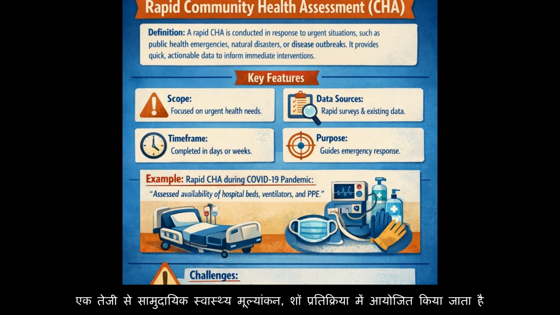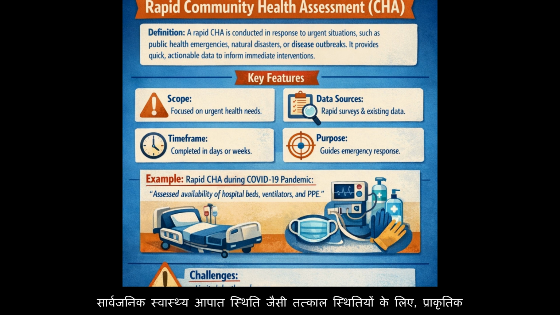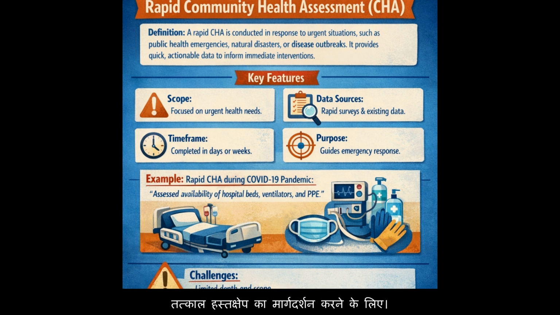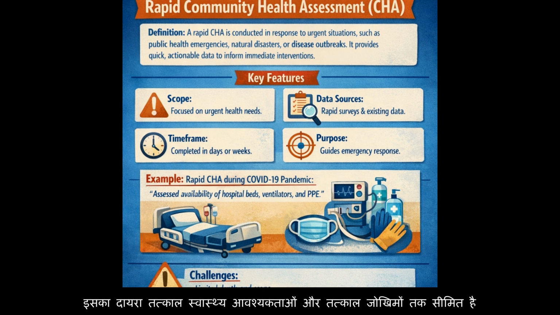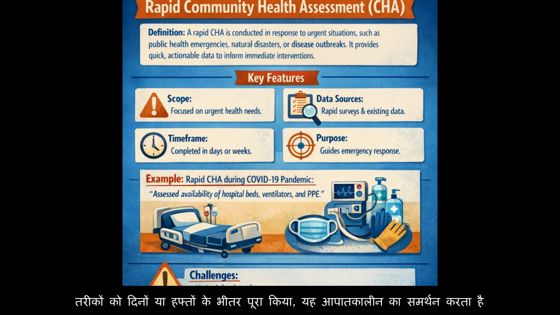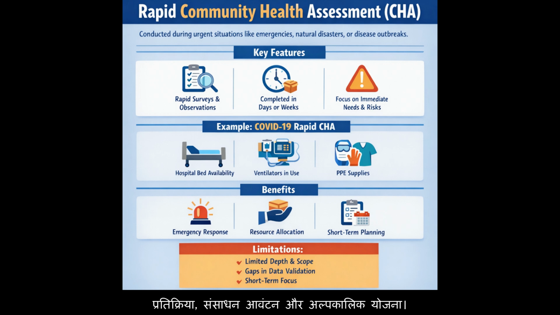A rapid community health assessment, CHA, is conducted in response to urgent situations like public health emergencies, natural disasters, or disease outbreaks, providing quick, actionable data to guide immediate interventions. Its scope is limited to urgent health needs and immediate risks, using readily available data, rapid surveys, and observational methods. Completed within days or weeks, it supports emergency response, resource allocation, and short-term planning.